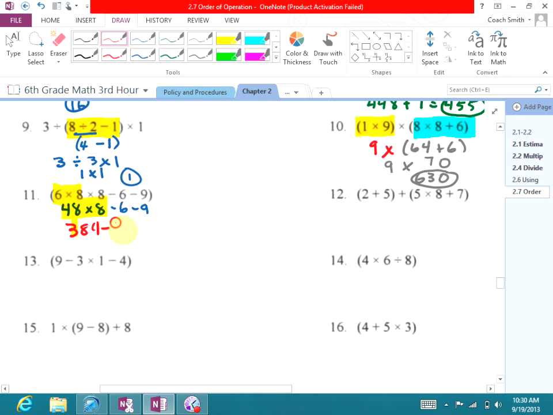384 minus 6 minus 9. Okay? So 384 minus 6 would be what? 378 minus 9. 369. Okay? So that was a little harder, obviously, because it dealt with some bigger numbers.